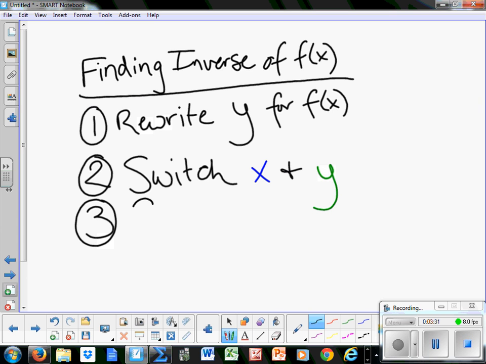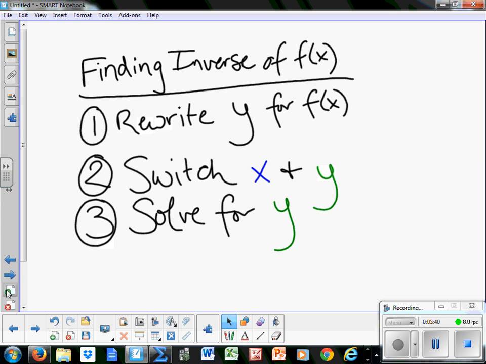Our third step is to solve for y. Once we get it switched around, you're going to solve for y. So it looks like it did before as a y equals, but the equation's going to look different. The only thing that's going to look the same is the format. It's not going to be x equals anymore. You're going to switch it so it's a y equals, since a lot of our equations often look like y equals.